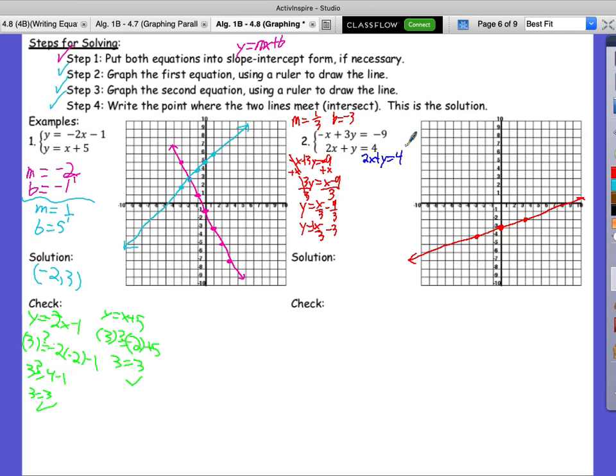Don't blurt, don't blurt. They intersect at... don't blurt.